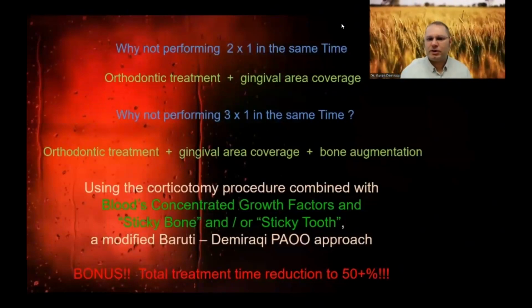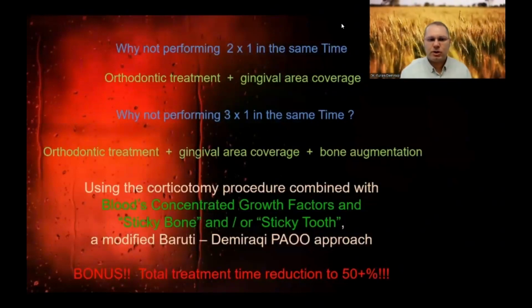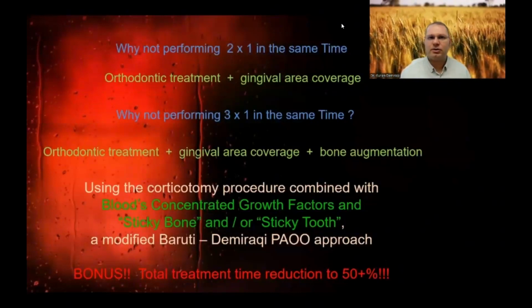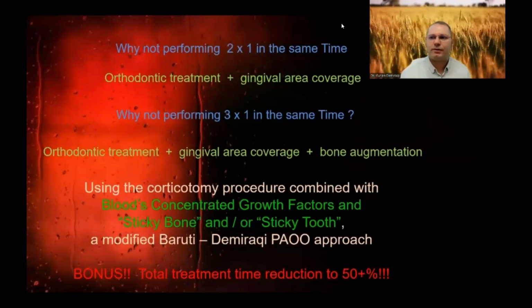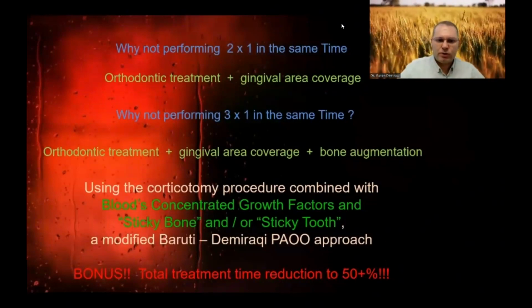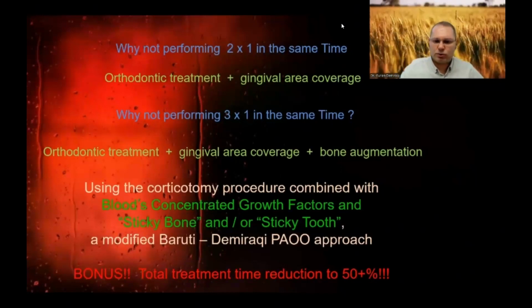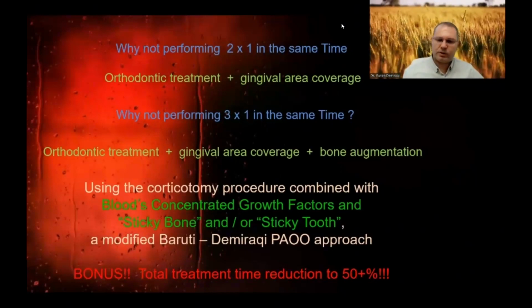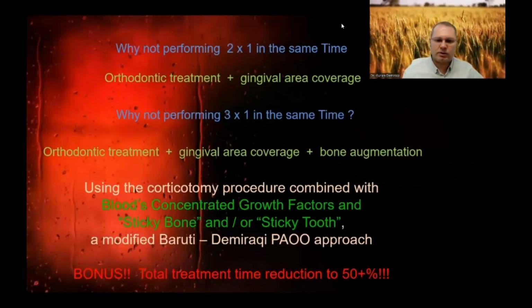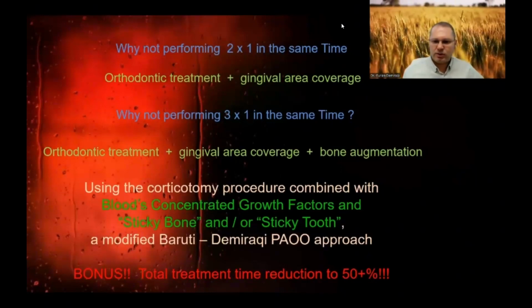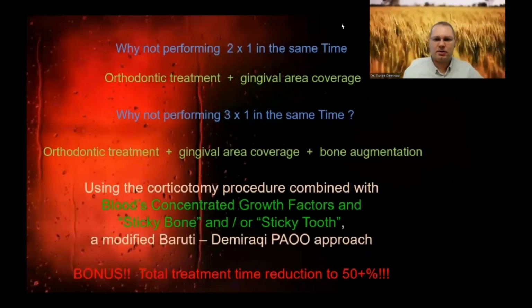Or better yet, why don't we do even a bone augmentation to improve the hardness of tissues so that we have a stable orthodontics and we have a long-term positive effect and the patient will not suffer from it in the future. So we used the corticotomy procedure, combined it with blood concentrating growth factors and sticky bone and or sticky tooth, depending on the case. And this was the modified periodontal accelerated osteogenic orthodontics approach by us too, because this is what we did in the last 10 years. The treatment time as a bonus is reduced, but it is just a bonus. It's not the main treatment plan.